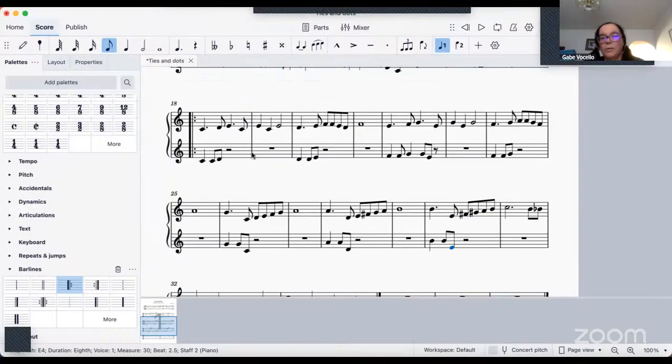So a dotted quarter note is equal to a quarter note plus its half. The half of the quarter note is the eighth note, so you add one tie.